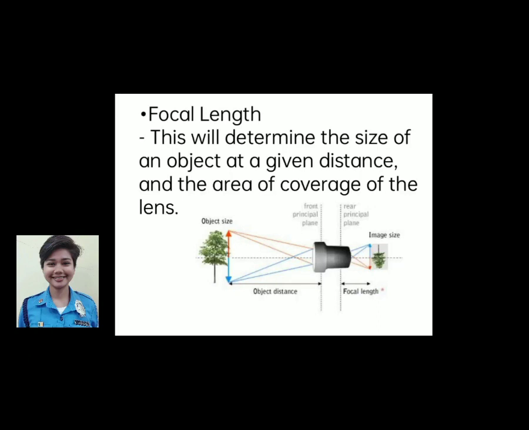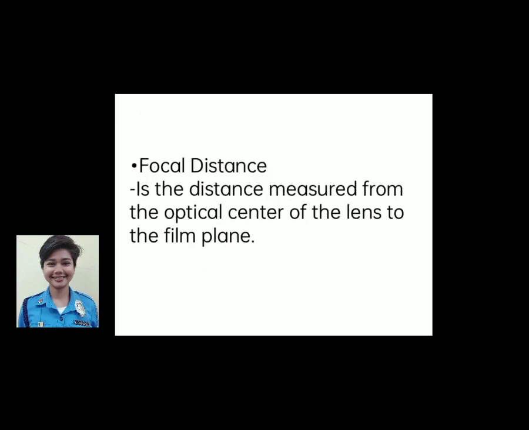Now let's proceed to focal length. This will determine the size of an image of an object at a given distance and the area of coverage of the lens. Focal length is the distance measured from the optical center of the lens to the film plane. Focal distance is the distance measured from the optical center of the lens to the film plane.